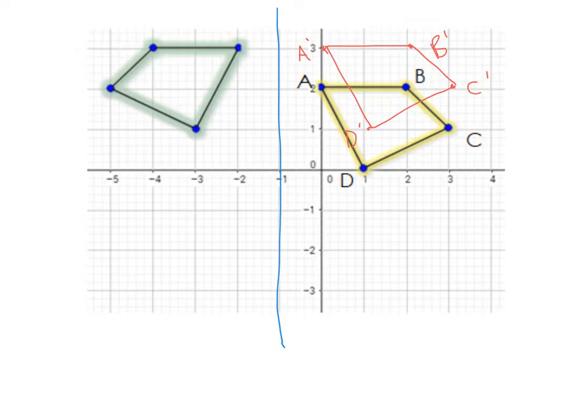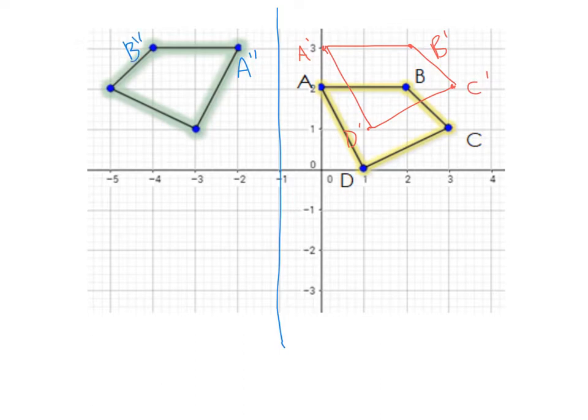For this one, for A, I'm 1 away, so if I were to go 1 away, I'd end up here. How about for B? Well, B, I am 1, 2, 3 away. So if I go 1, 2, 3 away, this is working out. So this is, we'll call it A double prime, B double prime.